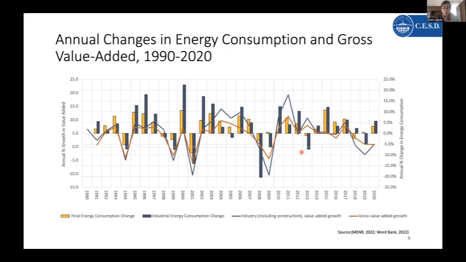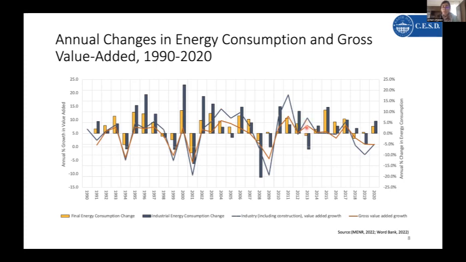And in 5 of them, as you see, like 1994, 1998 and 1999, the consumption decreased because the gross value added decreased as a result of economic downturns. But in the other 5 years, for example in 2014, energy consumption decreased while the gross value added increased.